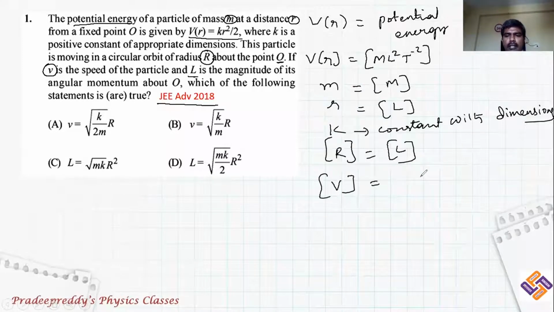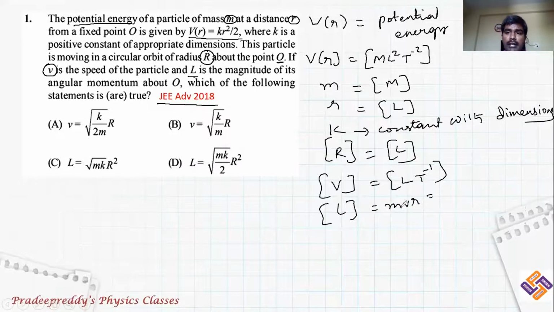What is its dimension? L T power minus 1. And next is angular momentum L. Angular momentum L is equal to mvr. Of course, this you will learn in class 11th, in the next coming chapter. I think you might not know these dimensions, so I will be writing it here. M mass, velocity L T power minus 1, R is L. So this is equal to m L square T power minus 1.